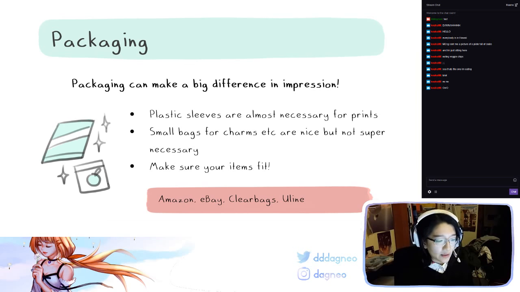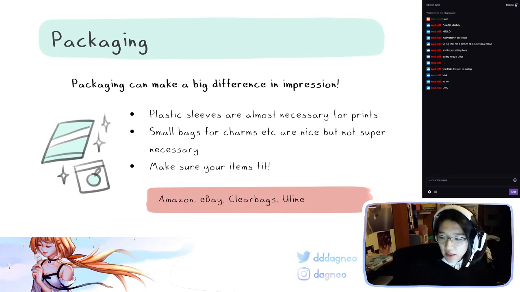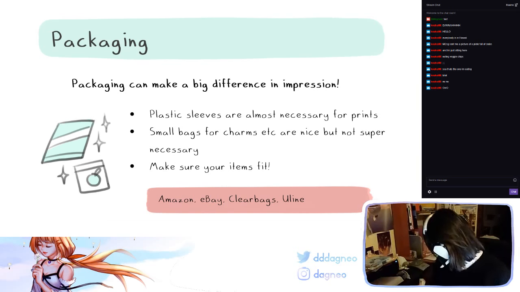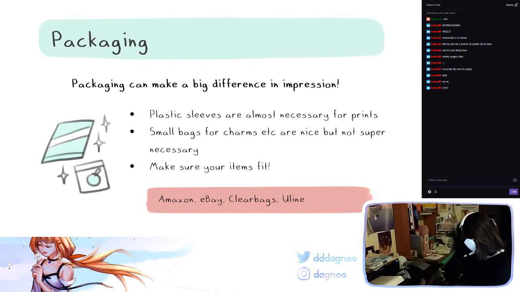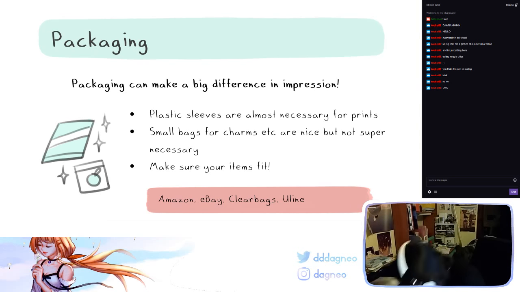So plastic bags and stuff like that, you can buy them at Amazon, you can buy them at eBay. Clear bags is a good one that I personally use to buy all of my sleeves. Another good one is Uline, which is a packaging company, and they sell a lot of these in really big bulk. So let me see if I actually have some plastic sleeves, just so the ones who are watching the video can take a look. Aha, here it is.